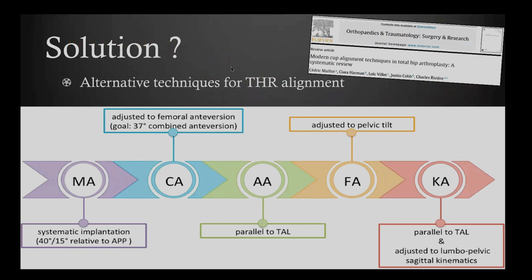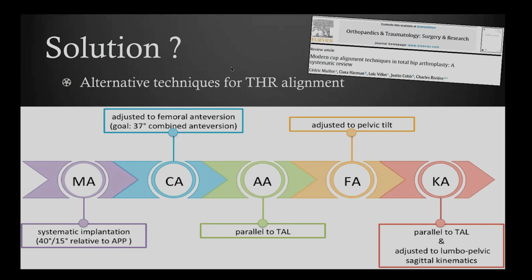Therefore, over the last decades, multiple alternative techniques for implanting total hip replacement, and mainly the cup, have been devised. First, the combined anteversion, where the goal is to obtain around 40 degrees combined anteversion between the acetabulum and the femoral stem. So this is a femoral-first technique. Then the anatomical alignment technique, where the acetabular component is positioned parallel to the transverse acetabular ligament.